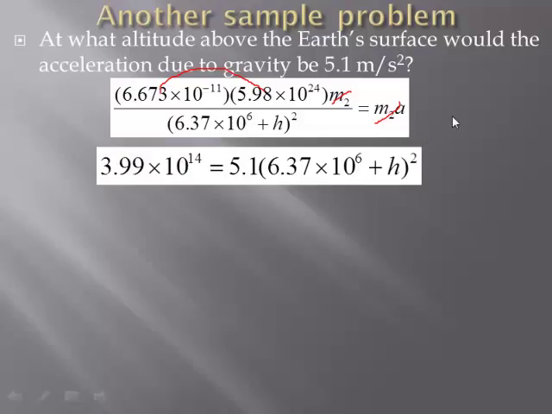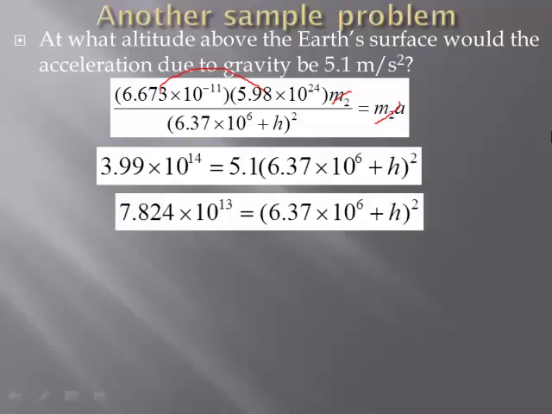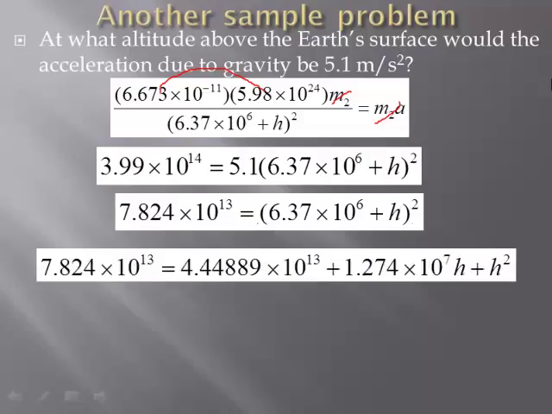The next thing I'm going to do is divide both sides by 5.1. That way there's just less stuff on this side. It simplifies it a little bit. Next, I'm going to FOIL this out. So we end up with this. It's a lot easier to write in scientific notation. Now what I'm noticing here is that I have a number, I have an h, and then I have an h squared. So I want to put this into quadratic form.